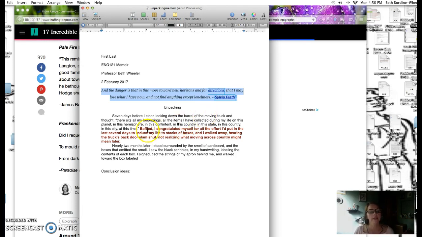All right, second thing, thesis. So you see here in red and also now in blue that I have my statement of purpose. So we talked in class, we will talk in class next week a little bit more about purpose.